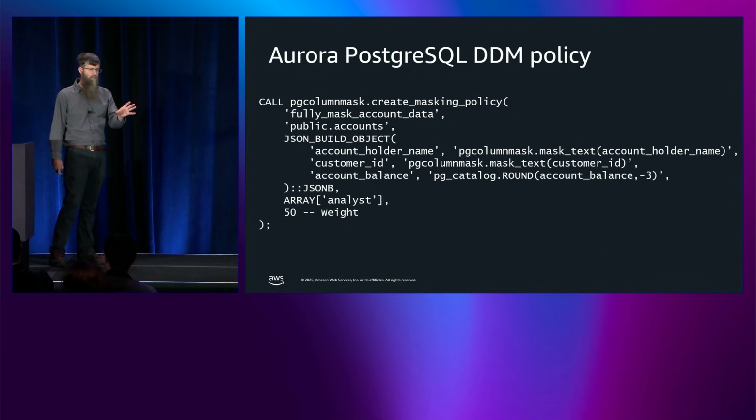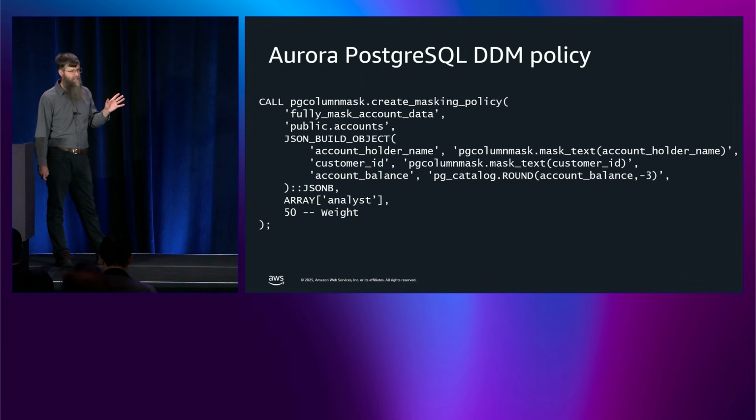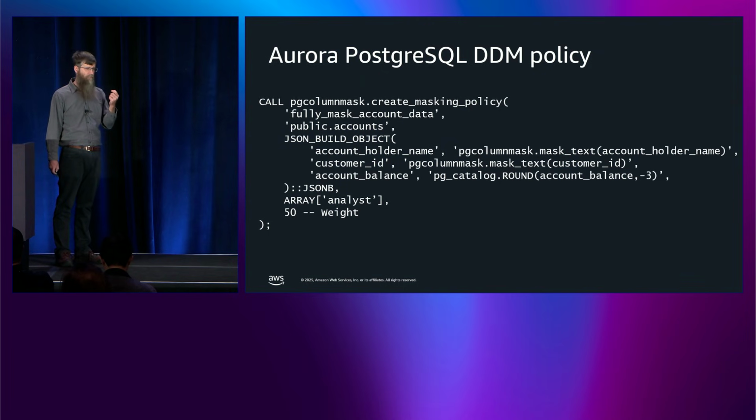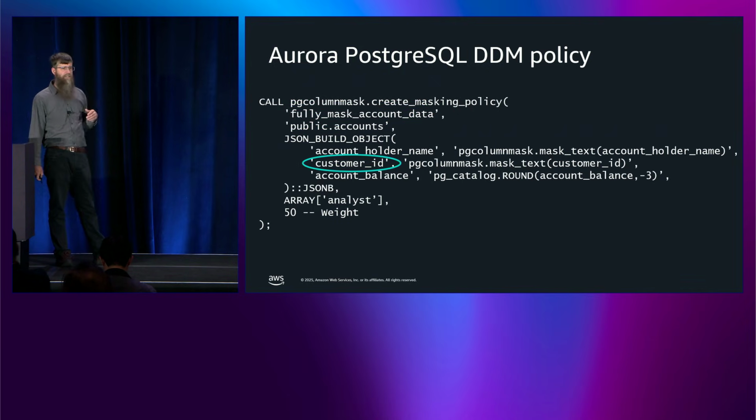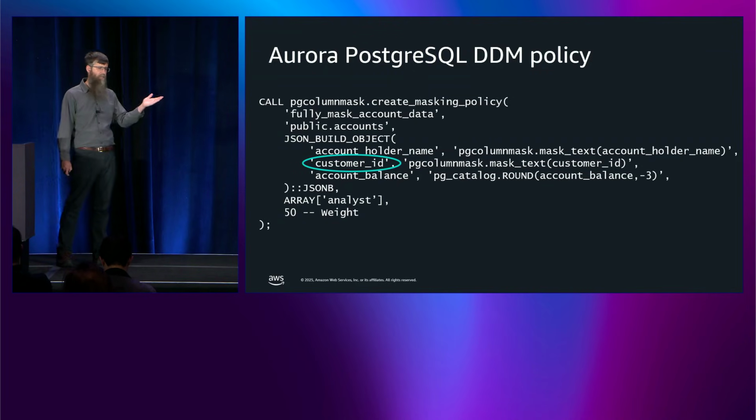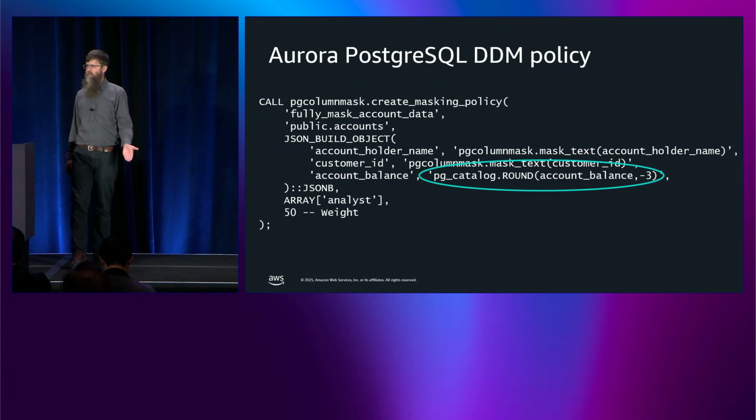It's implemented in Aurora in this new pg_column_mask extension, where we define a policy for masking, in this case called fully masked account data for my example. We're going to apply this to the accounts table. And then this is a list of the columns that we're going to be masking. So this customer ID one, for example, we're going to mask and turn it into X's. And this account balance one, we're going to apply this round function. That's how we want to do masking.